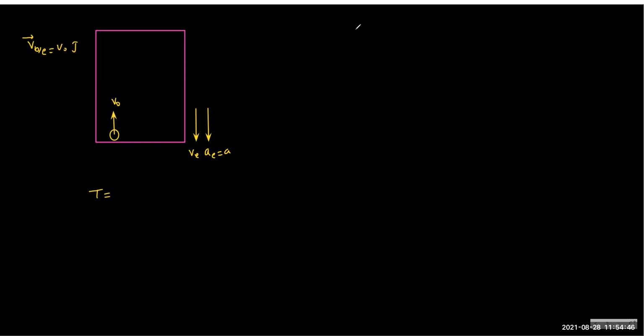Sir, it's 2 V naught by A minus G. No, it's not A minus G. It is G minus A, because the net acceleration is downward, right? So what is the downward value? Okay. Sir, I'm solving it. Two minutes.